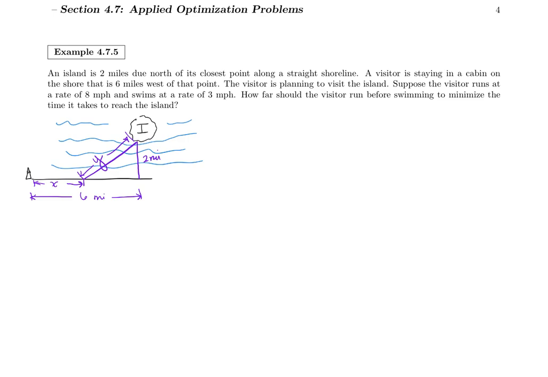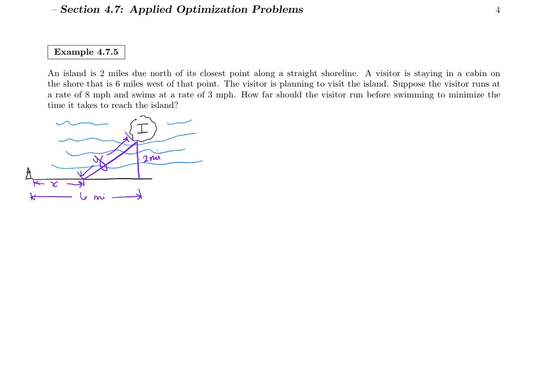So there's no way to only run because it would only be going due east and they would never get into the water and get to the island. They could do all swimming if they just jumped in from the cabin, but they swim much slower than they run. So it wouldn't make sense from an optimization point of view to only swim.